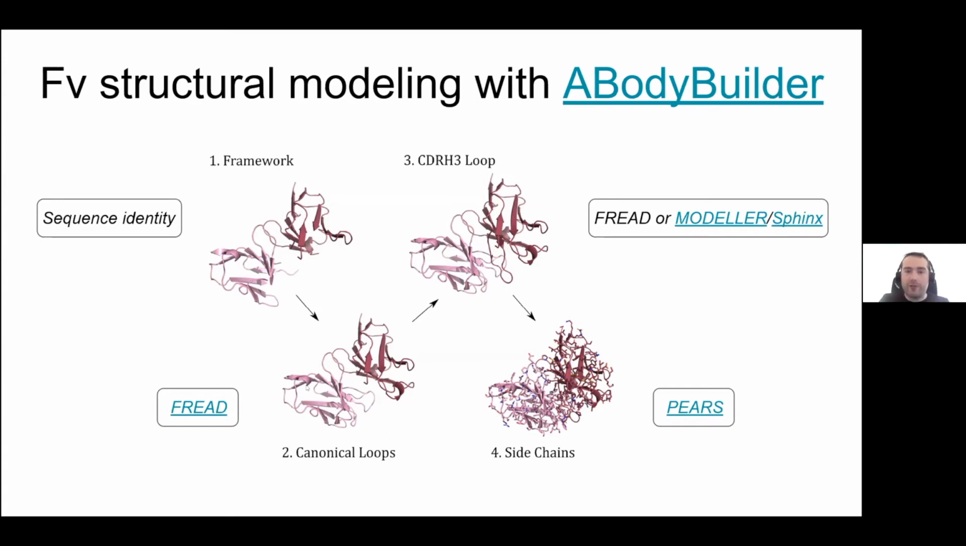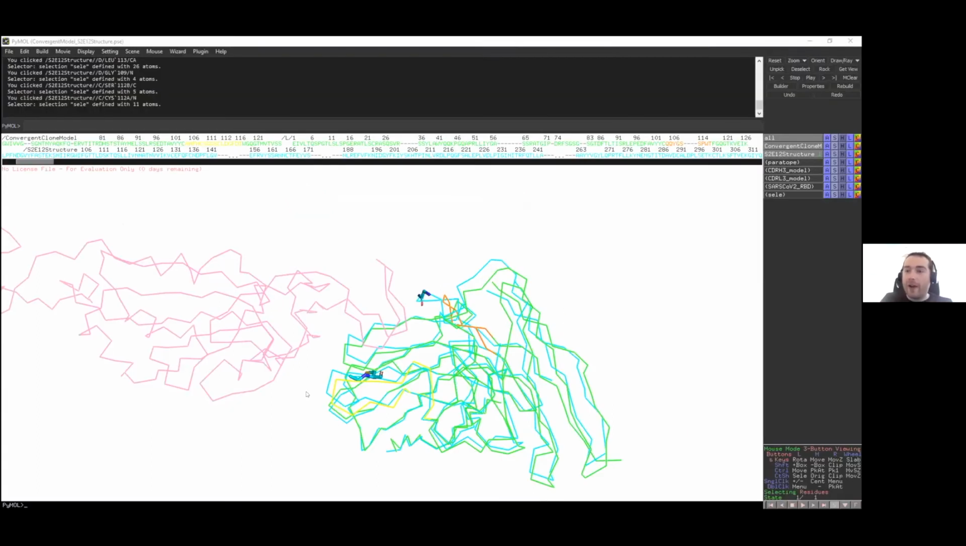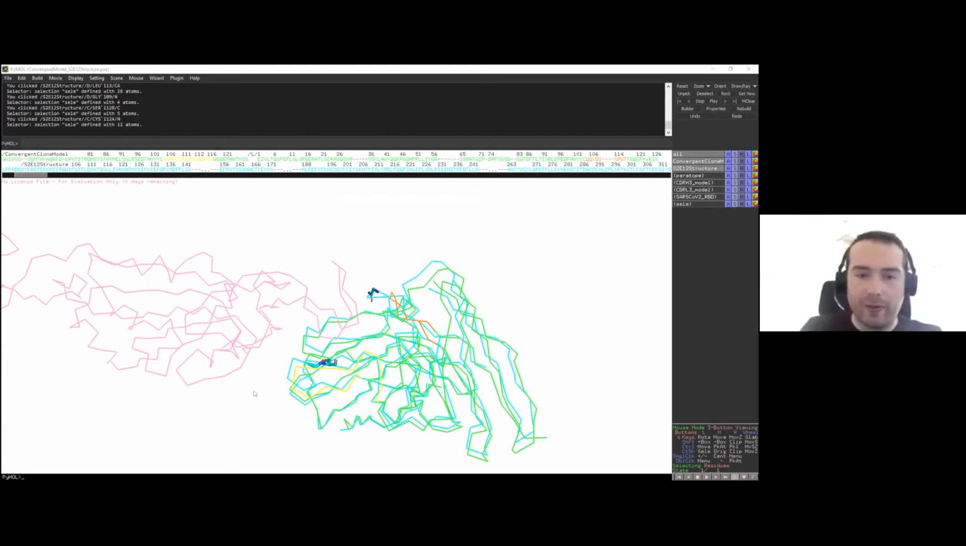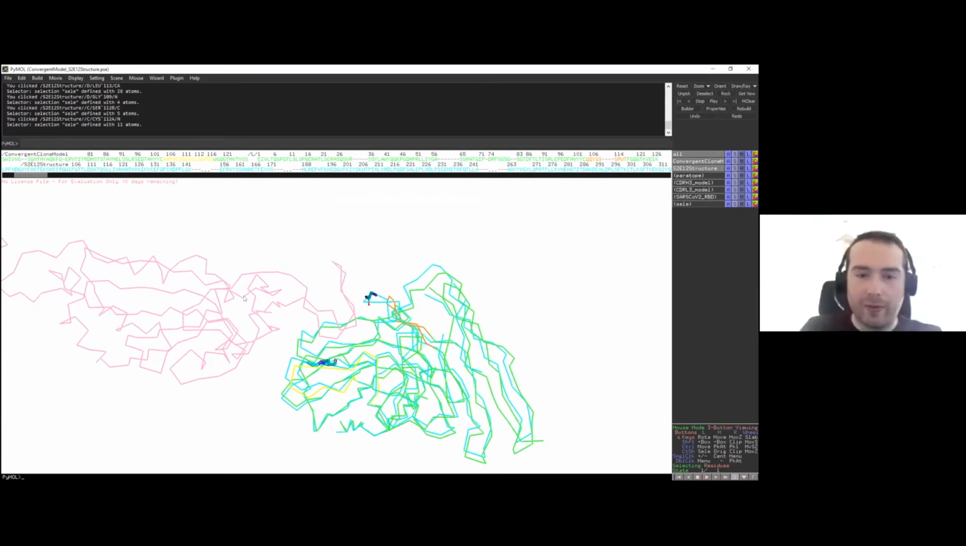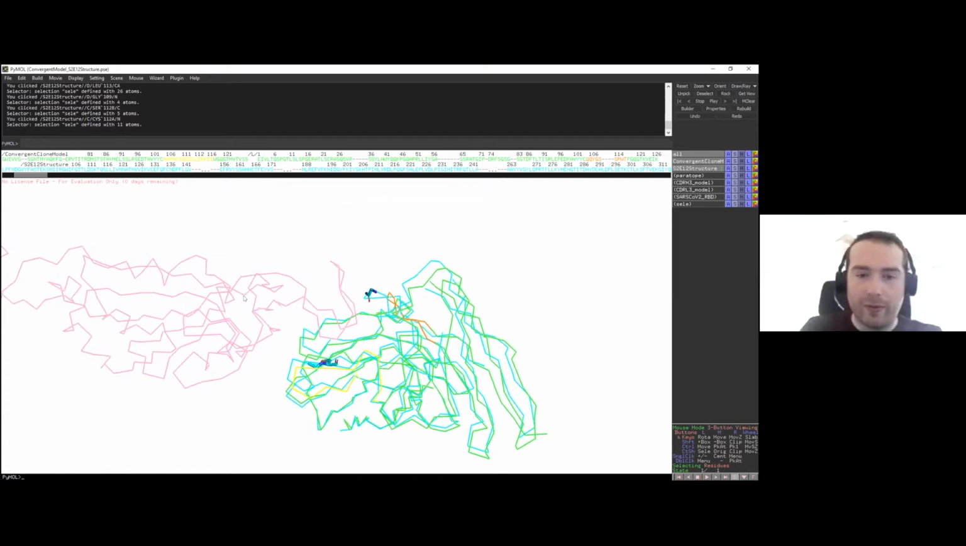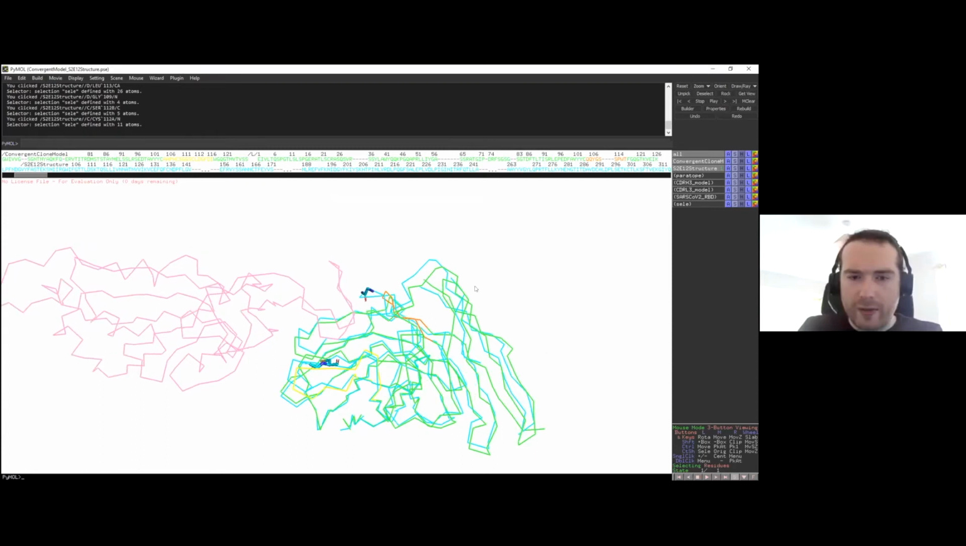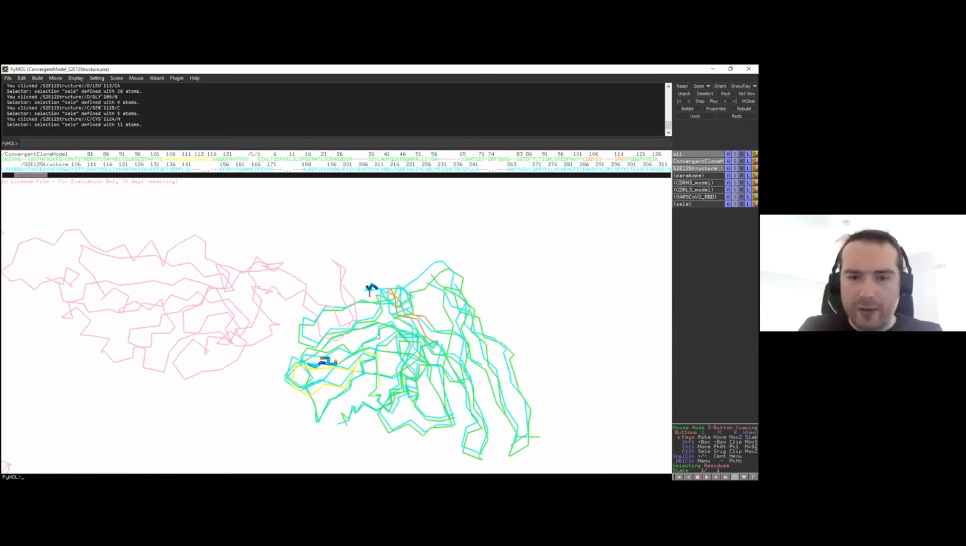Just to walk you through a little bit what everything in here is before we look at what's going on. The pink line shows the chain of the antigen. The cyan line on the right hand side corresponds to the experimentally determined structure that we want to align our model to, trying to align in such a way that you can see the differences.